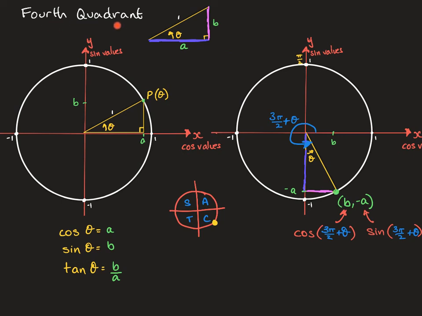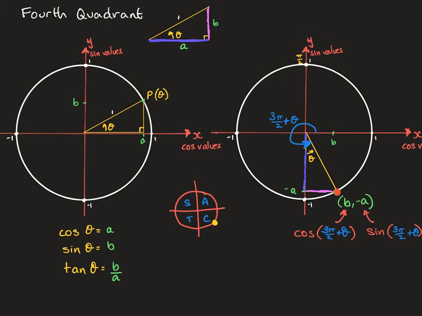Okay, so finally, let's look at the fourth quadrant. Again, I've coloured the sides and the corresponding sides here for our angle of 3 pi on 2 plus theta. And the coordinates of this point now are our x value, that side length is b, so our x value is b. So cos of 3 pi on 2 plus theta is equal to b.